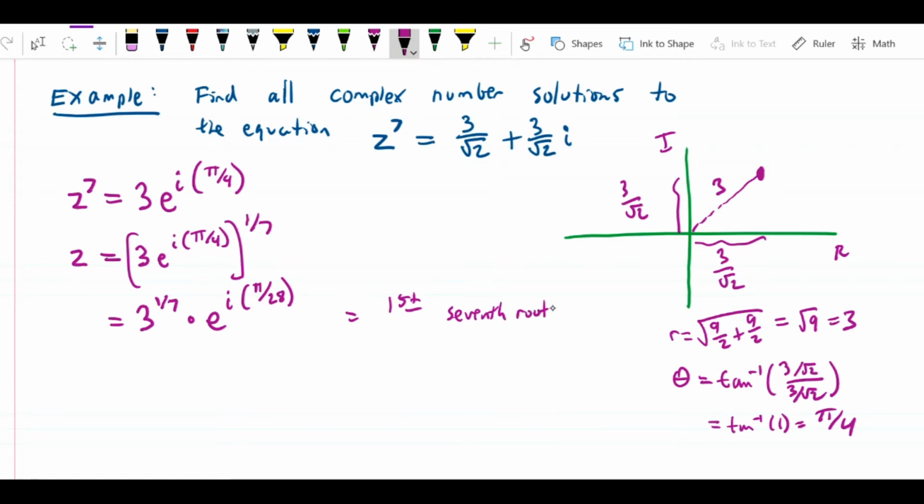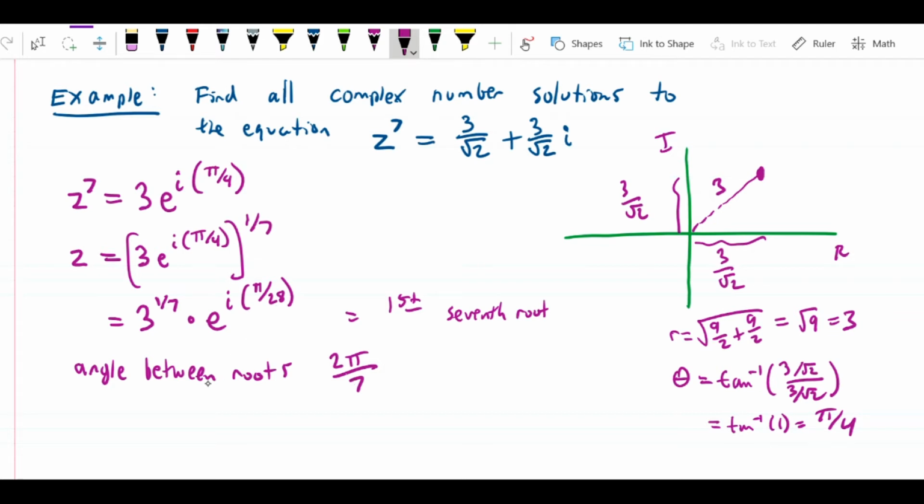So now we just have to find the other ones. Let's find the angle between them. The roots are all going to be 1/7 of the way around the circle. That's how it works. There are 7 roots. They're 1/7 of the way around the circle from each other. One circle is 2 pi. A seventh of one circle is 2 pi over 7.